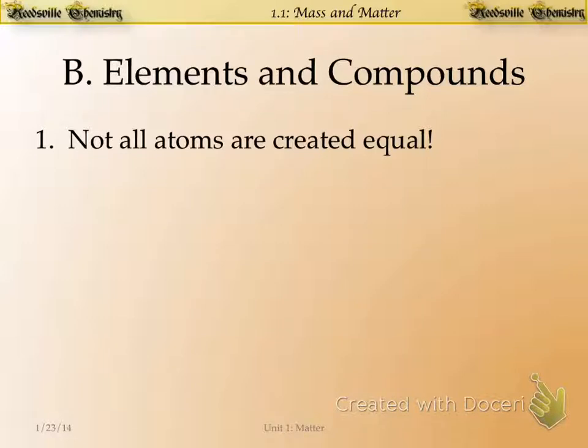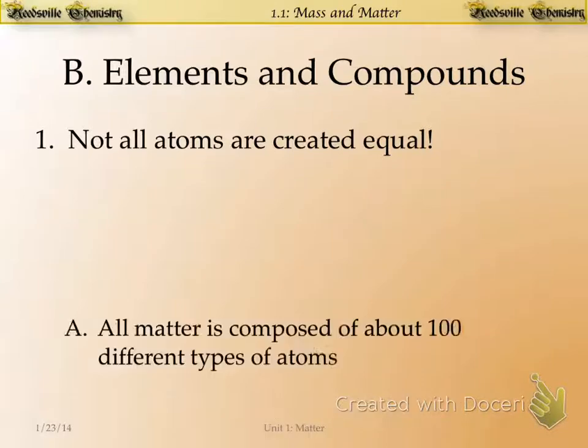Not all atoms are really created equal, unlike the Constitution, which states that all men are created equal, right? And ladies created equal as well. But not all atoms are created equal.